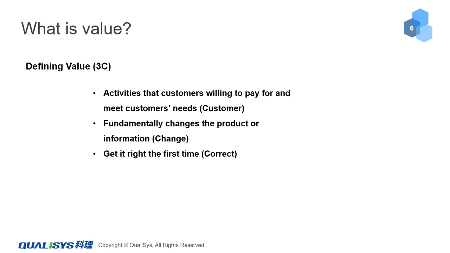The second criteria for value is that the activity fundamentally changes the product. When you pack a product, there is packing material, boxes, bags, and so on, so you change the product. When you are doing machining on the product, the shape of the product will change. So when there's a change in the product, whether it's a physical change or some information change, then you are adding value to the product. That's the second criteria.